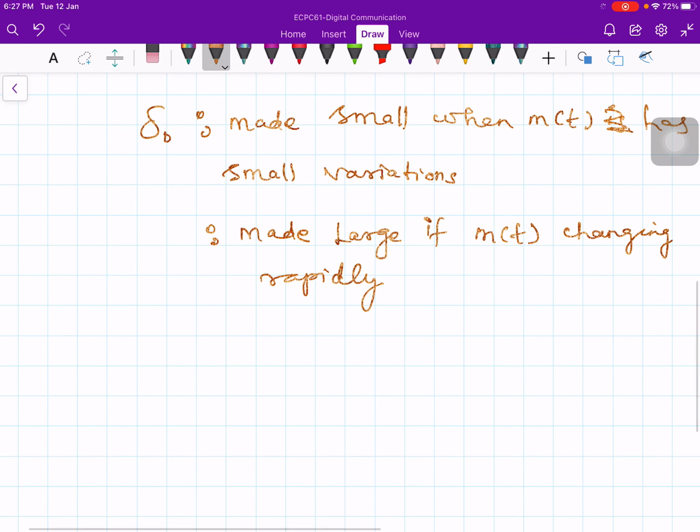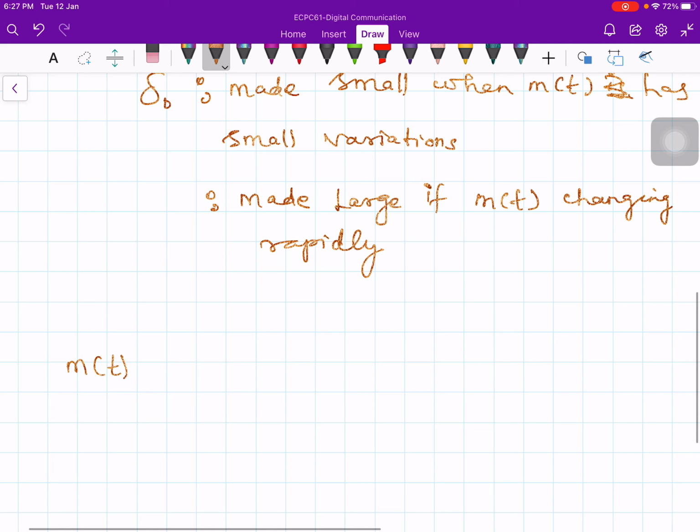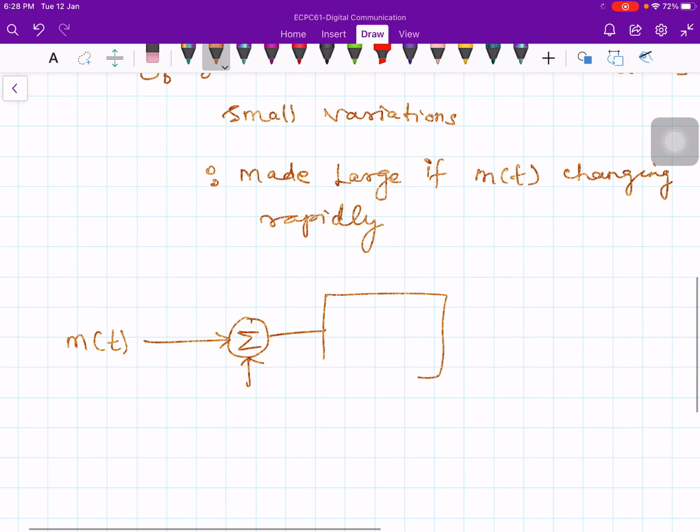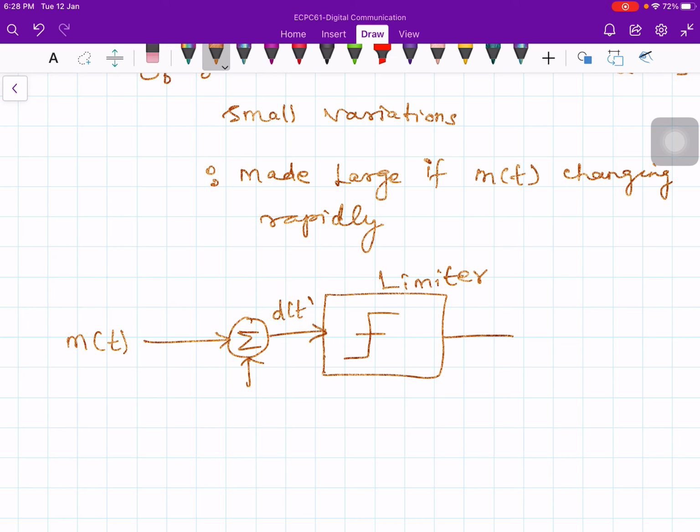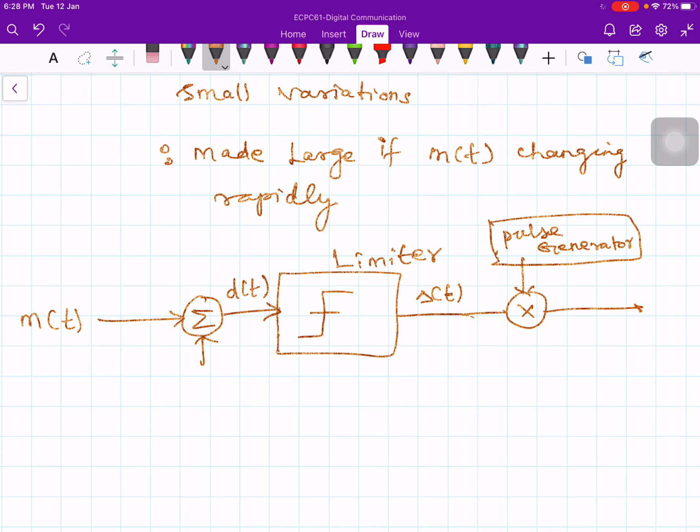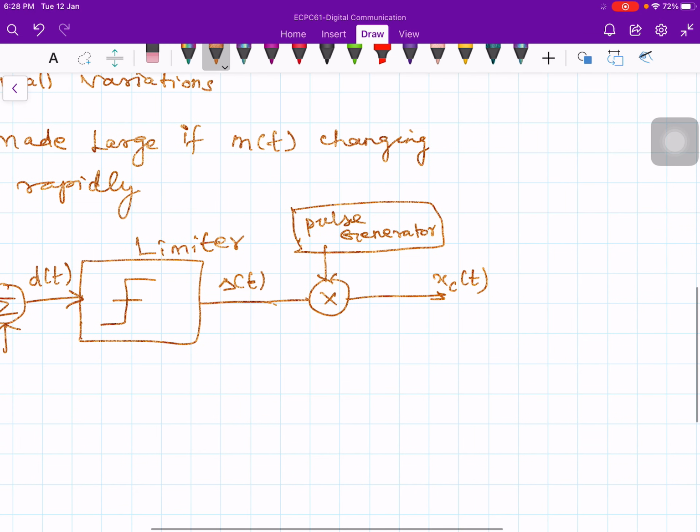Let me draw the diagram. You have M of t, the message signal, give it to the comparator, same diagram, and then this is given to the hard limiter. I explained the limiter operation. The output of the comparator is denoted by d of t, and the output of the limiter is capital delta of t, which is multiplied by the impulse train from the pulse generator, which generates a train of pulses. Finally you will get the output x suffix c of t. At the output you will get either a positive impulse or a negative impulse with amplitude +1 or -1, so the output is binary in nature.